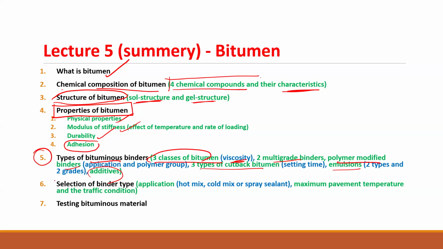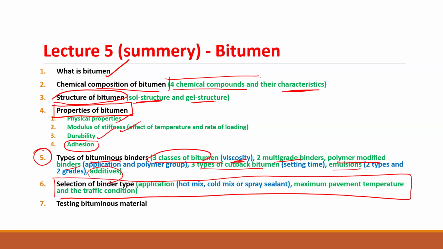And as I mentioned at the beginning, we need to learn how to select the right binder type for a specific application. When we come to that question, I will explain more. And you also discussed the testing of bituminous materials. It's very important to test the material and find the properties. You have covered that part in the lecture. Do we have any question regarding the summary or any of these things? No? Then you should be able to answer all the questions, okay?